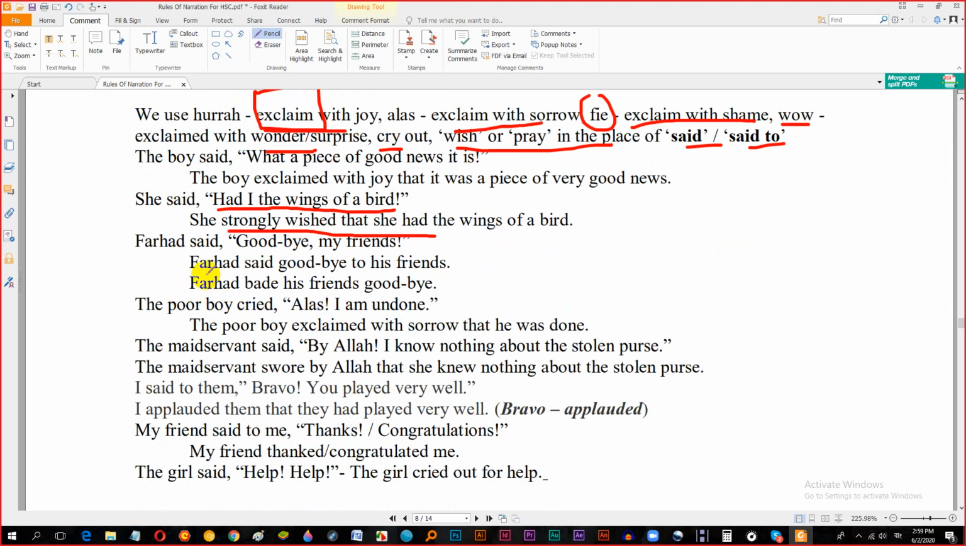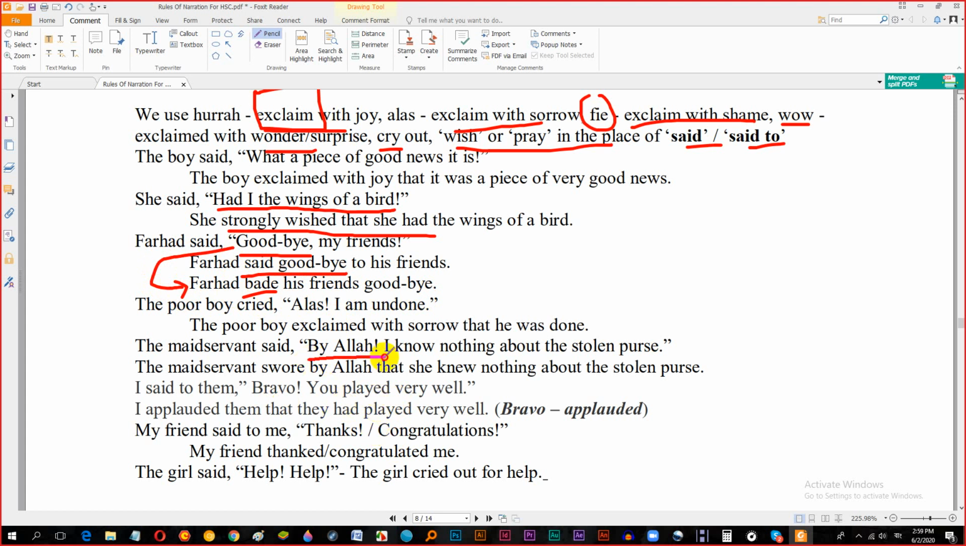Then Farad said, goodbye my friends. Now it's important. If we find goodbye, generally we use bid. So Farad bade his friends goodbye. Or Farad said goodbye to his friends. You can write this too. But generally if we find goodbye we use bid. This word bid, B-A-D-E. Okay, there are so many sentences, you will revise it.